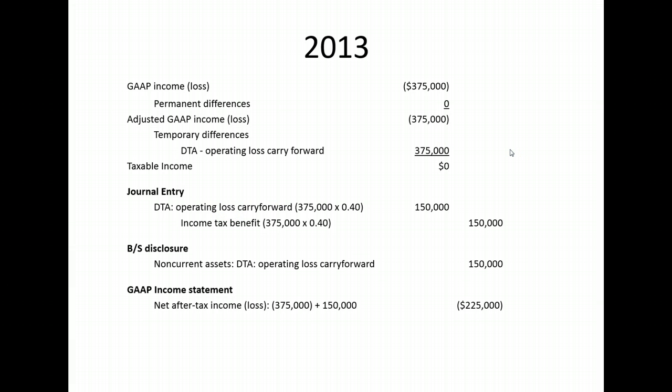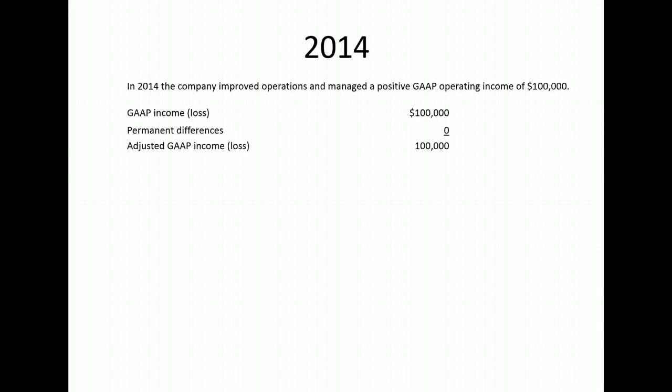I want to extend this now, move on to 2014. And let's presume that in 2014 the company's operations improved and they managed to generate a GAAP operating income of $100,000. All right, so what do we do now with that $100,000 in 2014? Well, again, we follow the same pattern as we normally do. GAAP income is 0. We don't have any permanent differences. Adjusted GAAP income or loss is $100,000. In this case, it's income of $100,000.